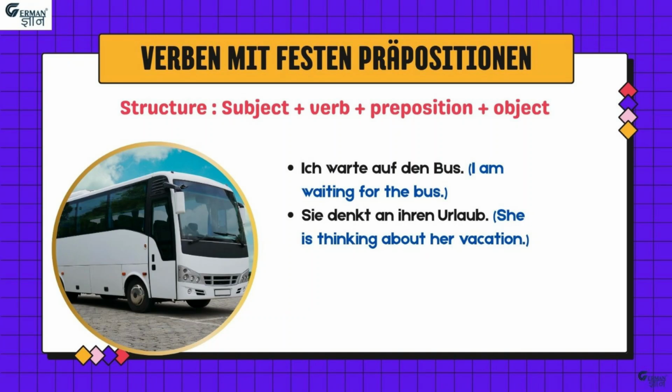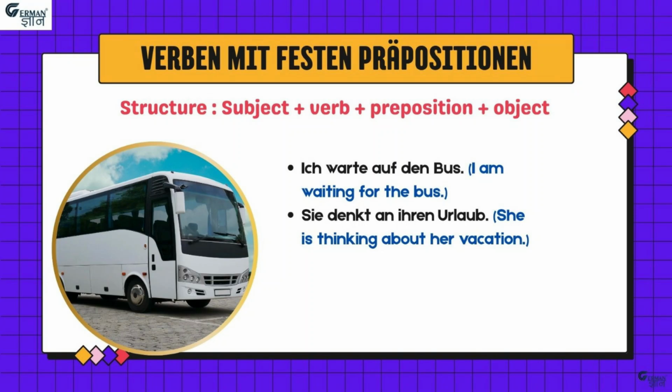Another example is "sie denkt an ihren Urlaub", means she is thinking about her vacation. Now here the verb is "denken" and the preposition is "an", which is fixed with this verb. So you have to follow this thing. That means you have to learn the verbs with the fixed preposition so that the next time whenever you are using these verbs you are not making any mistake.